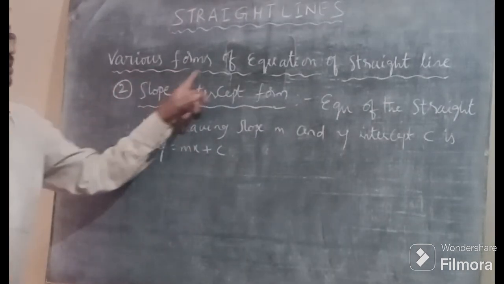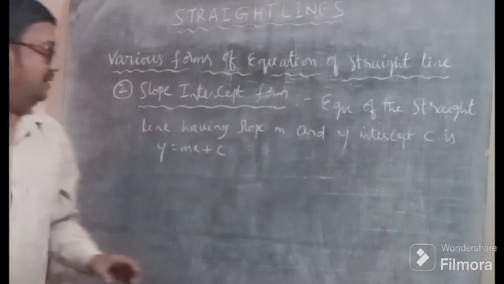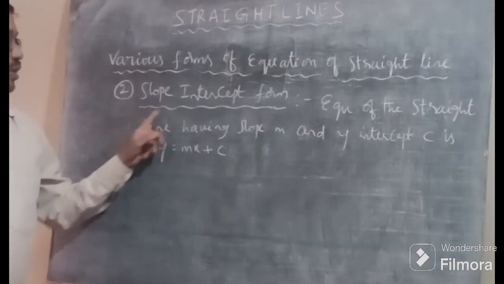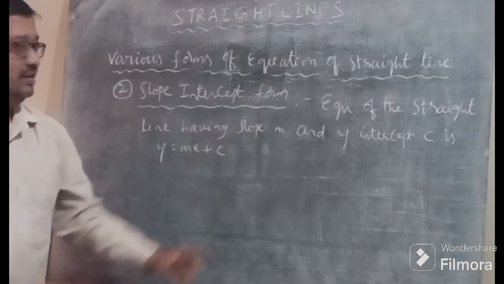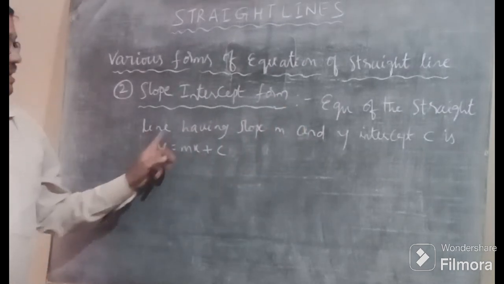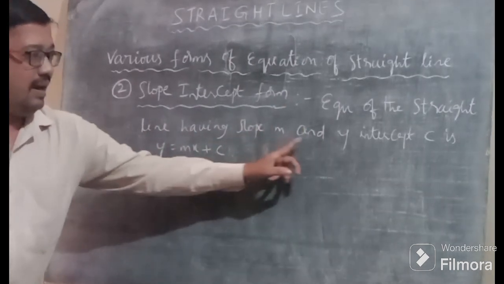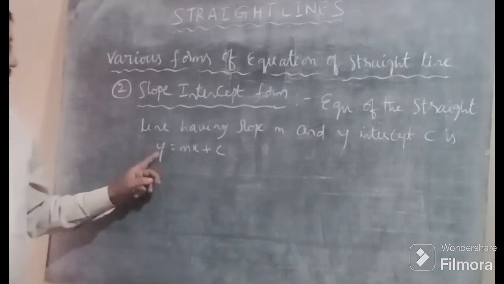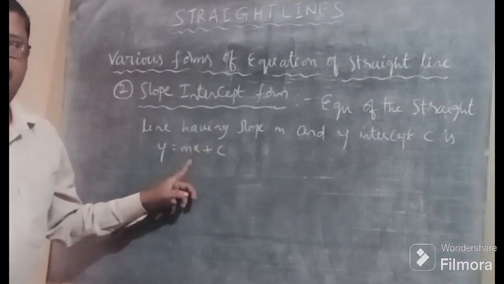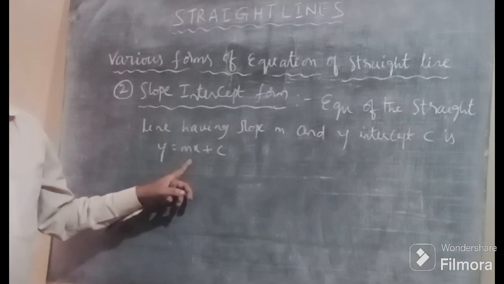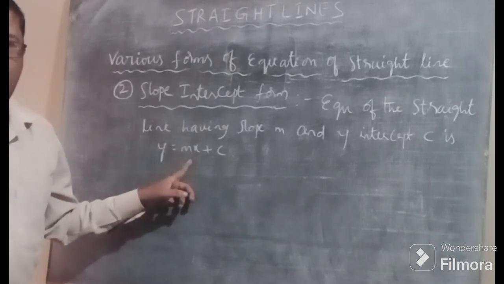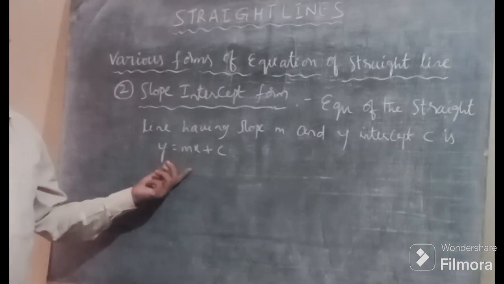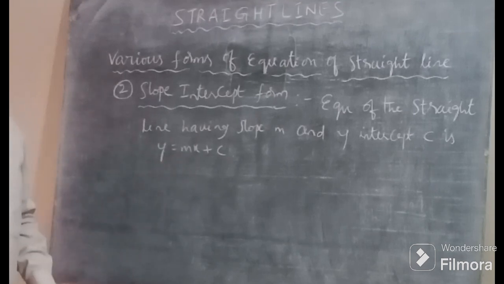Various forms of equation of straight line. The second one is slope intercept form. The equation of the straight line having slope m and y-intercept c is y equals to mx plus c. The equation of the line in slope intercept form is y equals to mx plus c.